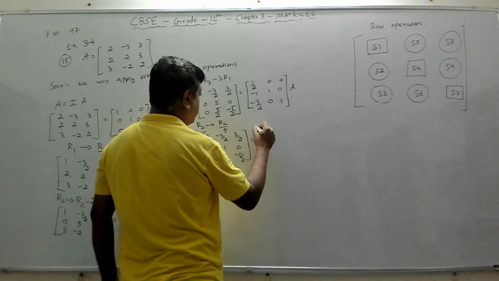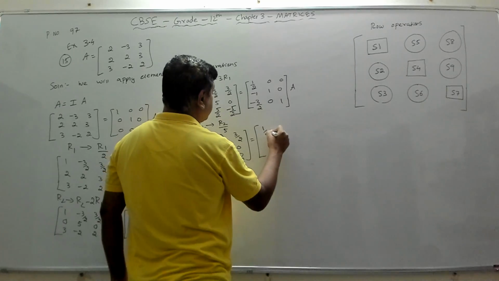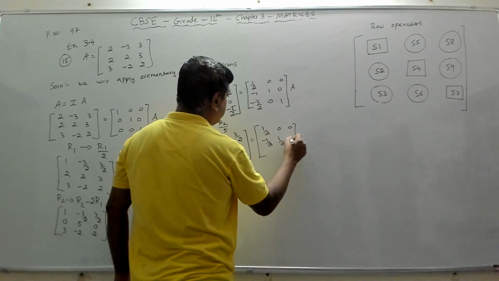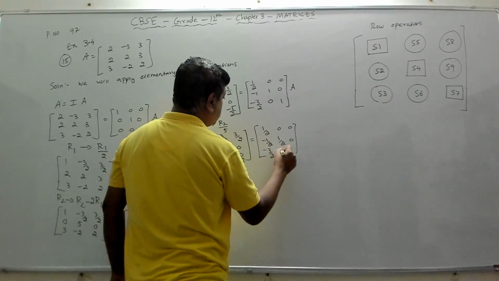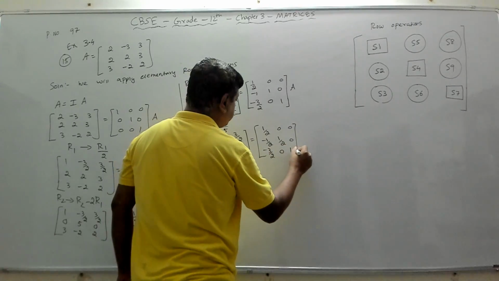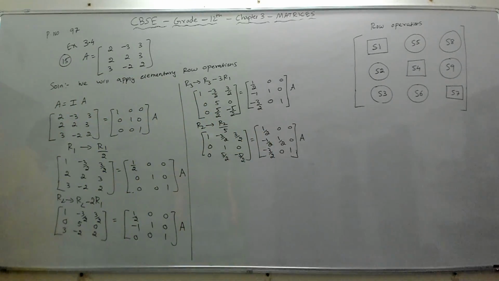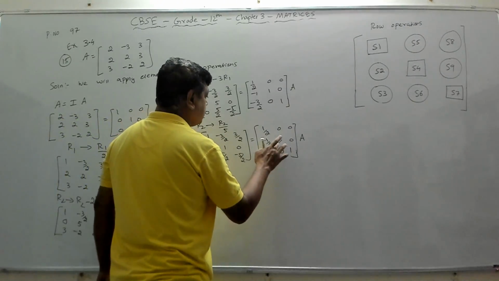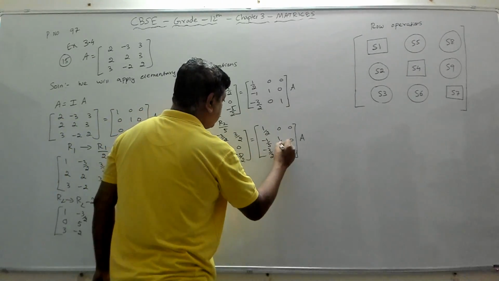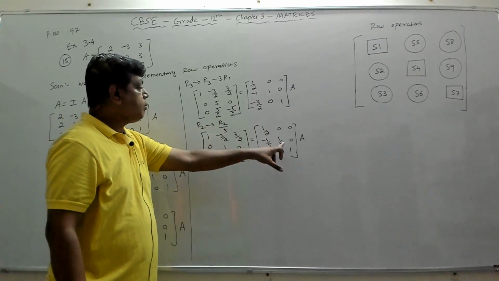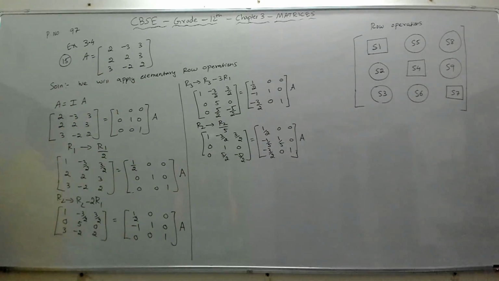And this will become, again I have to change each element of my row 2, which should be divided by 5. Each element, sorry, I have divided by not 2, 5. So minus 1 by 5 and 1 by 5. Dividing by 5, right? So this will become minus 1 by 5, 1 by 5, 0. Fine.